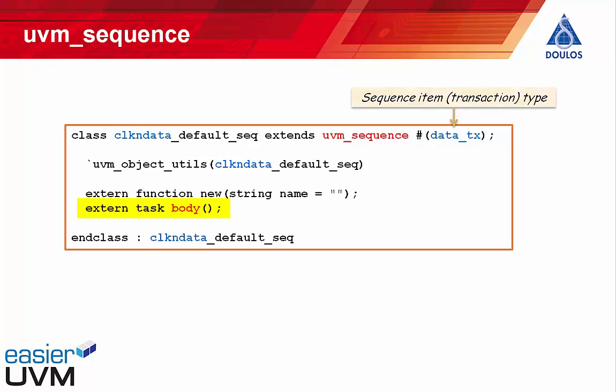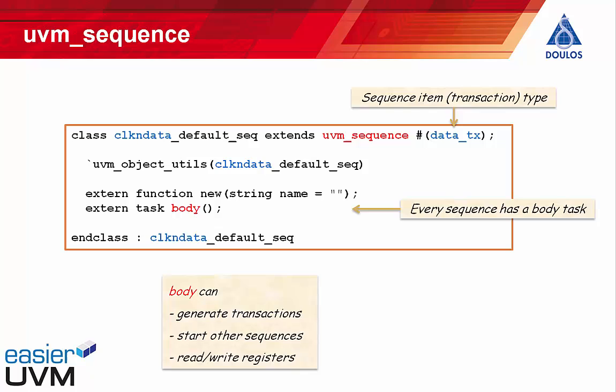And sequences can do a number of different things. Every sequence has a body task, however. The body task will typically generate transactions. A body task can also start other sequences, or if a sequence is generating stimulus for registers in the design under test, then a sequence could simply read and write to registers through the UVM register layer.